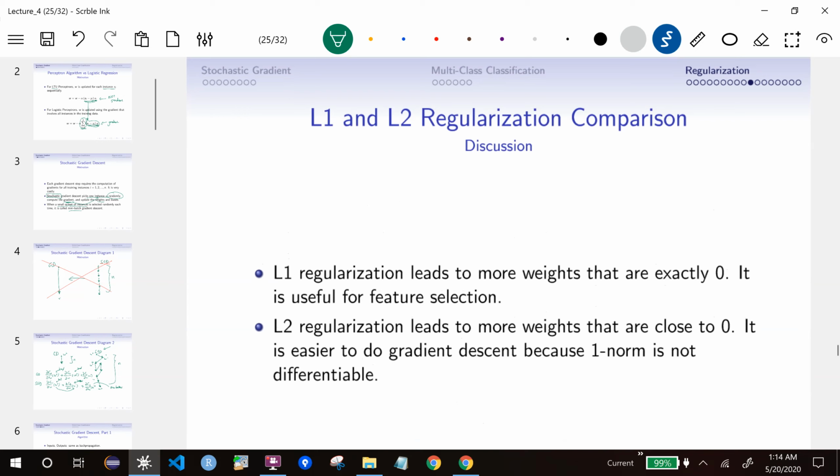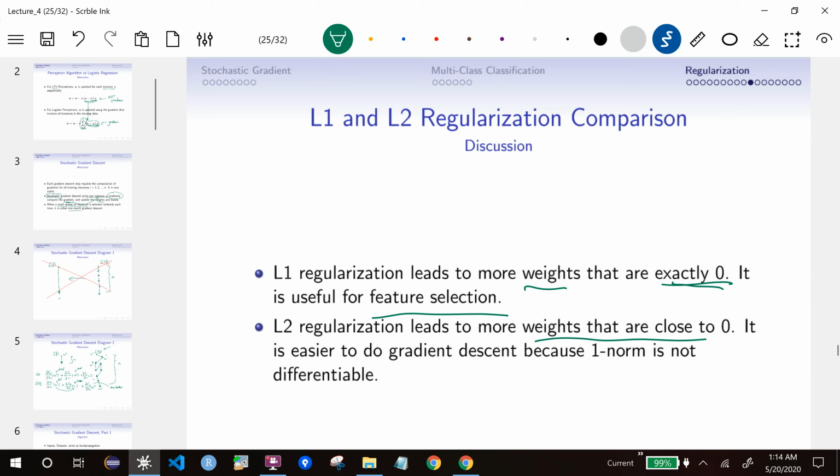So L1 regularization will lead to more weights that are exactly 0. When they're exactly 0, it means they are not important at all, so it's useful for feature selection. Some features are not important, so we can get rid of them completely, because when weights are exactly 0, we don't actually need them. And L2 regularization will lead to a lot of weights being close to 0, but not exactly 0, so we cannot really drop them, so we still need to keep them.